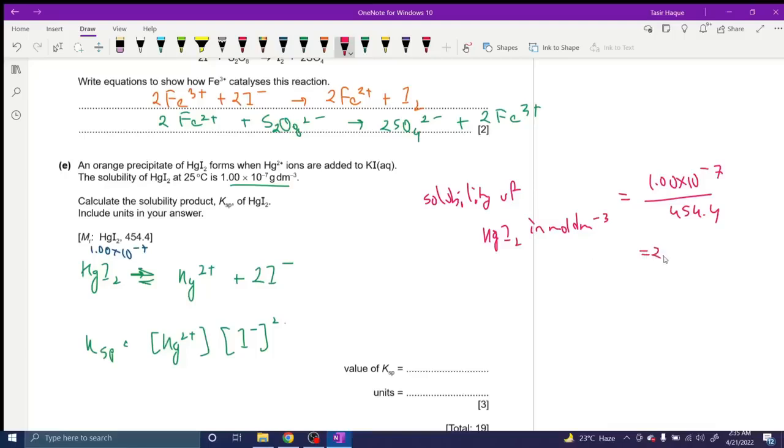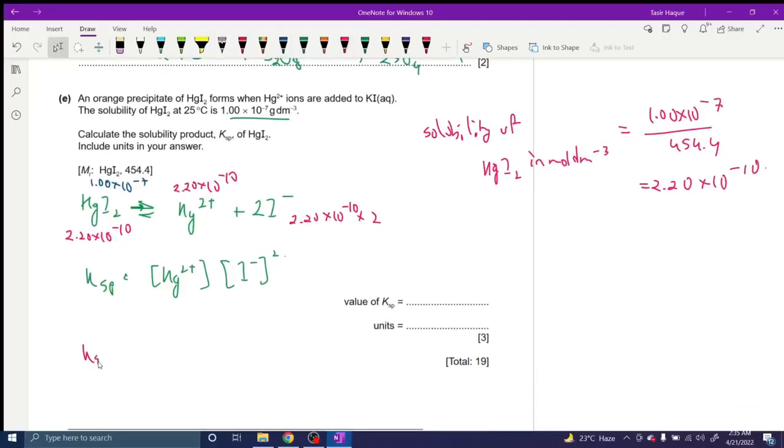We're getting a value of 2.20 into 10 to the power minus 10. So this is 2.20 into 10 to the power minus 10, also 2.20 into 10 to the power minus 10. This is 2.20 into 10 to the power minus 10 into 2. So let's find out the KSP. That's 2.20 into 10 to the power minus 10 into 2 into 2.20 into 10 to the power minus 10 whole square.